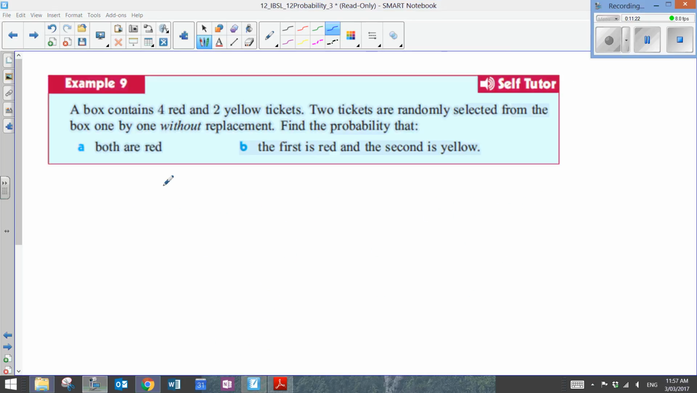To prepare for class, go ahead and try this one on your own. You have a box that contains 4 red and 2 yellow tickets, and 2 tickets are randomly selected from the box, one by one and without replacements. That means we are not replacing in between drawings. So first of all, is that going to be a dependent or an independent scenario? And then go ahead and try to lay out your probability for these 2 situations.